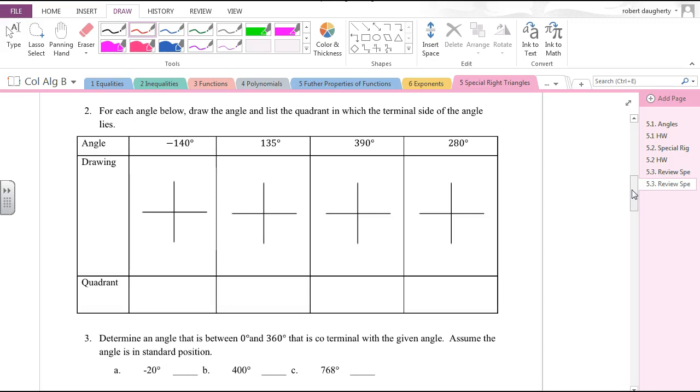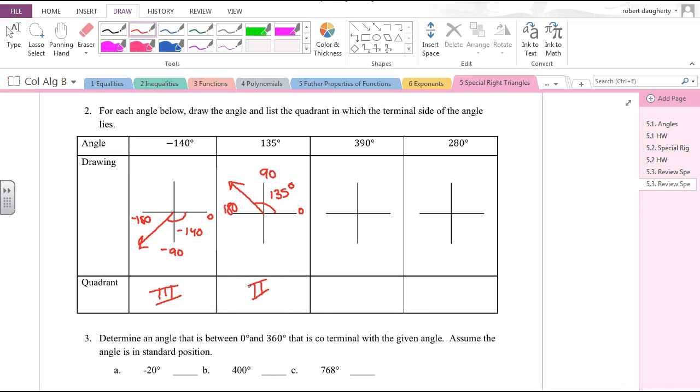For each angle below, draw the angle and list the quadrant in which the terminal side of the angle lies. So negative 140, so that's 0, that's negative 90, that's negative 180. So that means a negative 140-degree angle is right here, okay? So that is in quadrant 3. So that is my negative 140-degree angle. 135 degrees, 0, 90, 180. That means this angle lies right here. That's my 135-degree angle. It lies in quadrant 2.